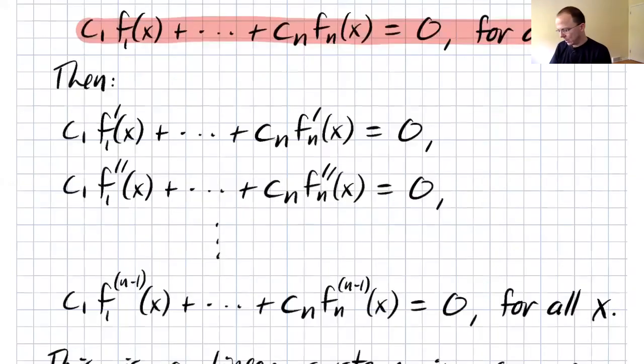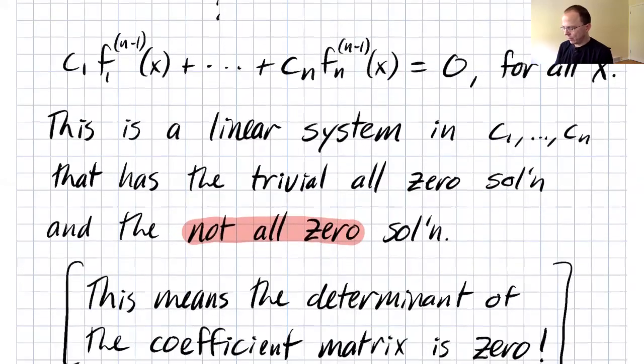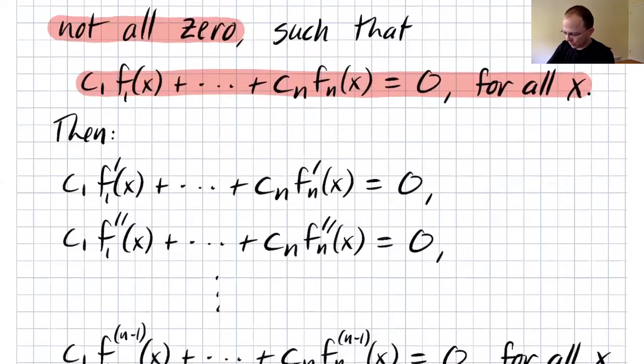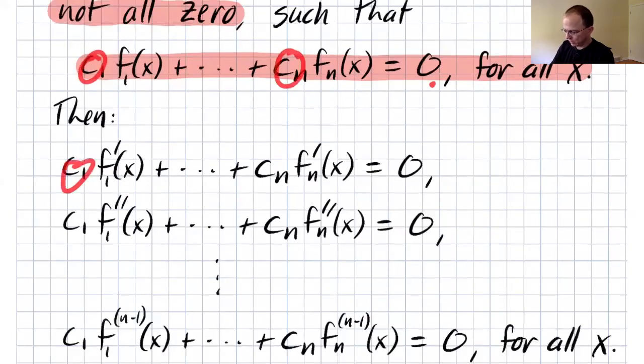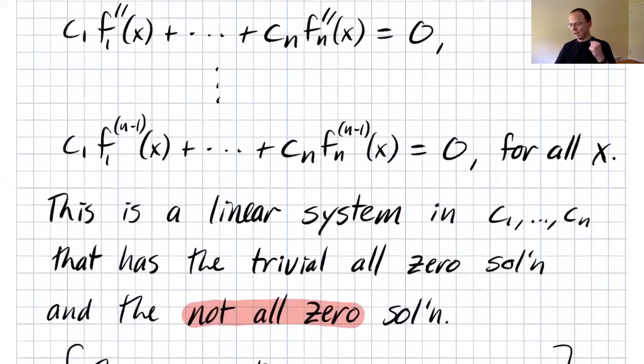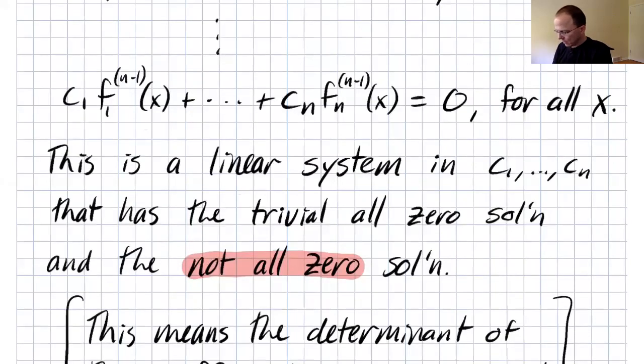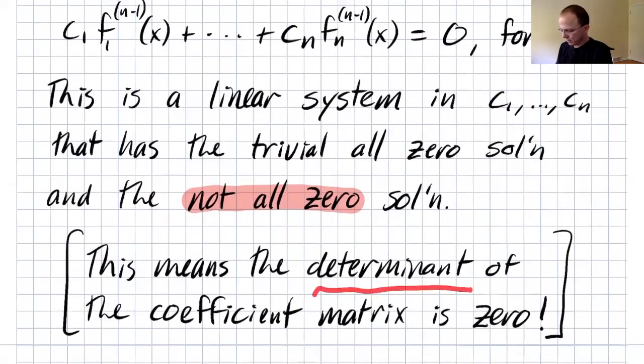In linear algebra, what that tells us is that if you have a linear system that has the trivial all 0 solution, right? So we could put zeros through all here, we get 0. We could put zeros here. If we just substitute zeros in, that's obviously a solution. But we also know that we have another solution which is not all 0. So the only way for a linear system to have two different solutions like this is if the determinant of the coefficient matrix is 0. So that's what it means.